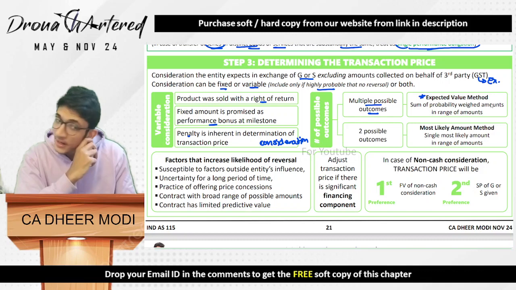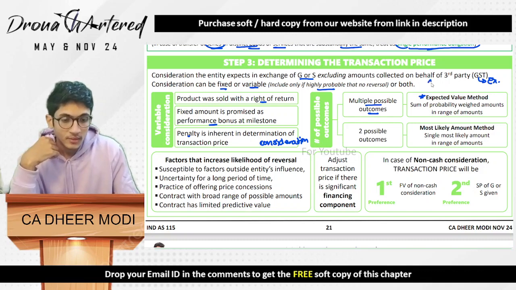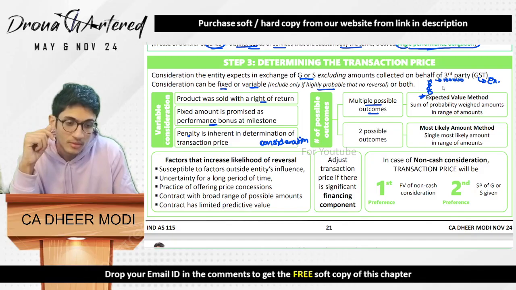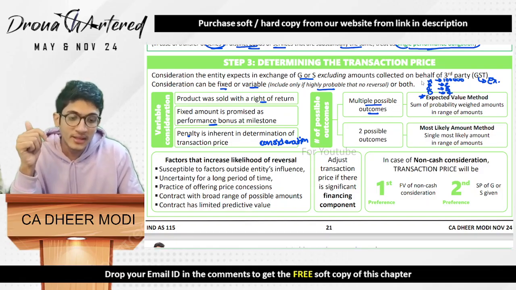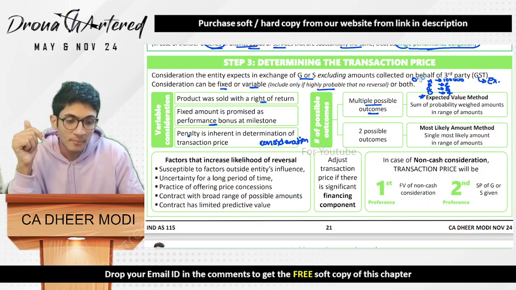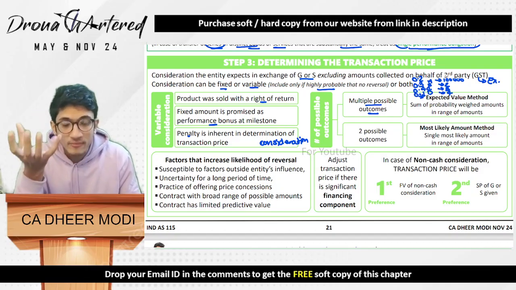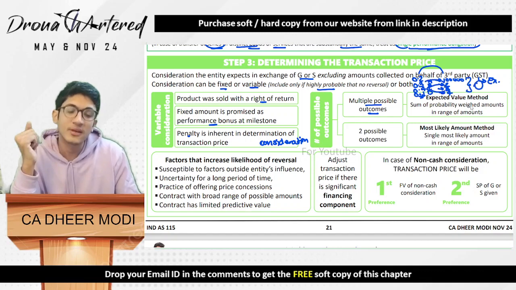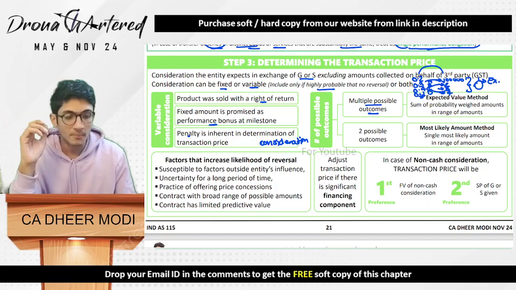Say, for example, I tell you that either A can happen, or B can happen, or C can happen, or D can happen. If A happens, I will pay you 1 lakh rupees. If B happens, I will pay you 2 lakh. If C happens, I will pay you 3 lakh. If D happens, I will pay you 4 lakh. Now, what is the probability of A, B, C, D happening? Say, for example, the probabilities are 0.2, 0.3, 0.4, and 0.1. In such a case, to identify my transaction amount, I will multiply each of them and then I will get a figure. This will become your expected value method.